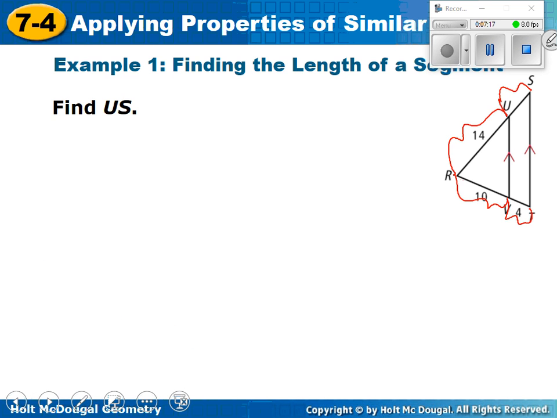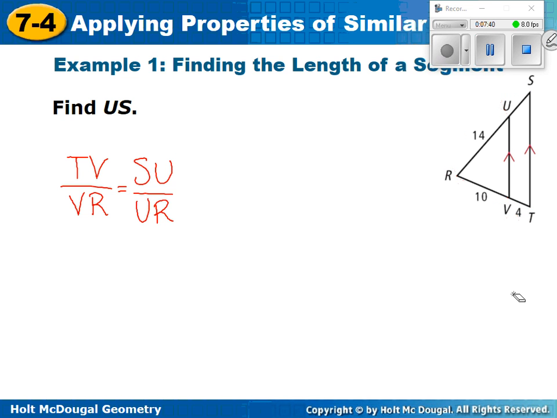So in this picture, how would we write a proportion using these pieces that have been divided? Say it again. TV over VR is equal to? Very good. SU over UR. If we plug those numbers in, I'm going to erase this so you can see that better. What will that look like with the numbers in place?